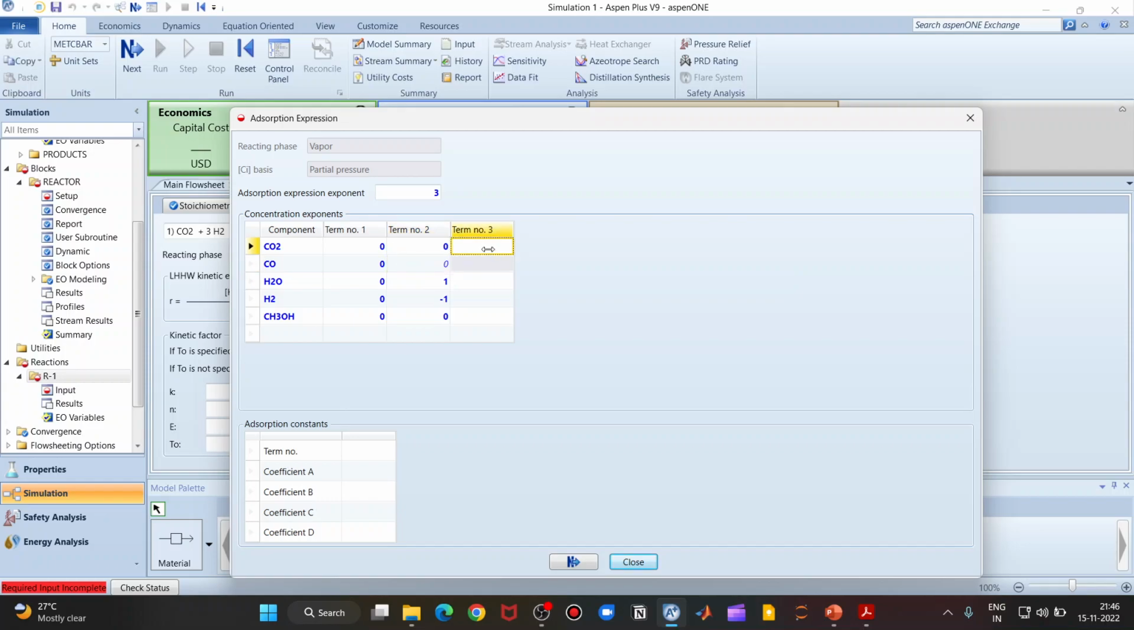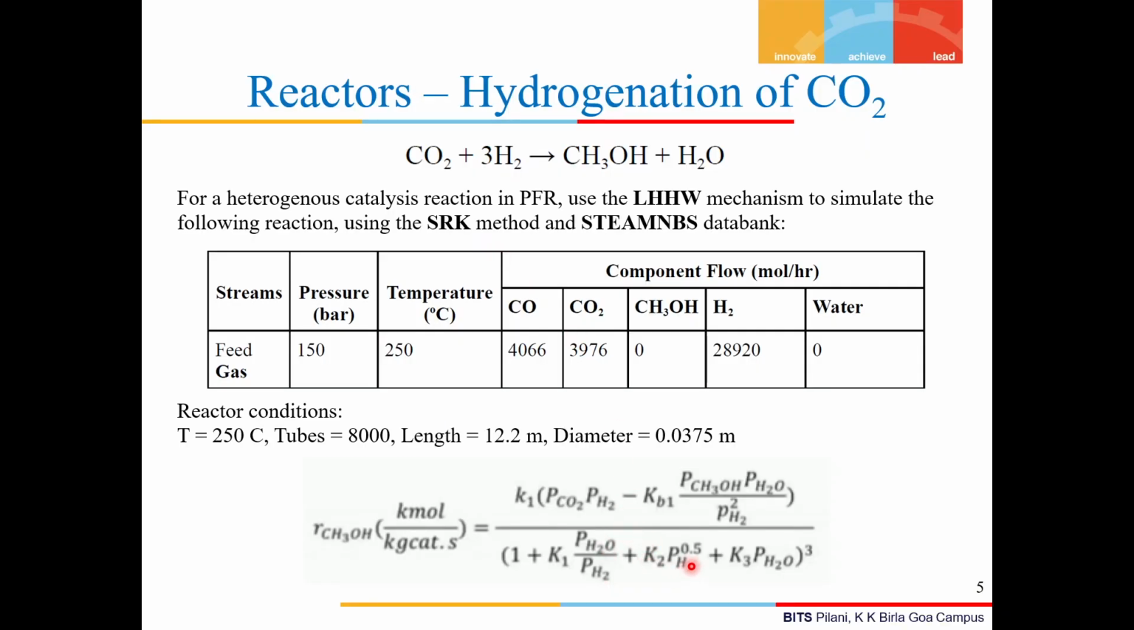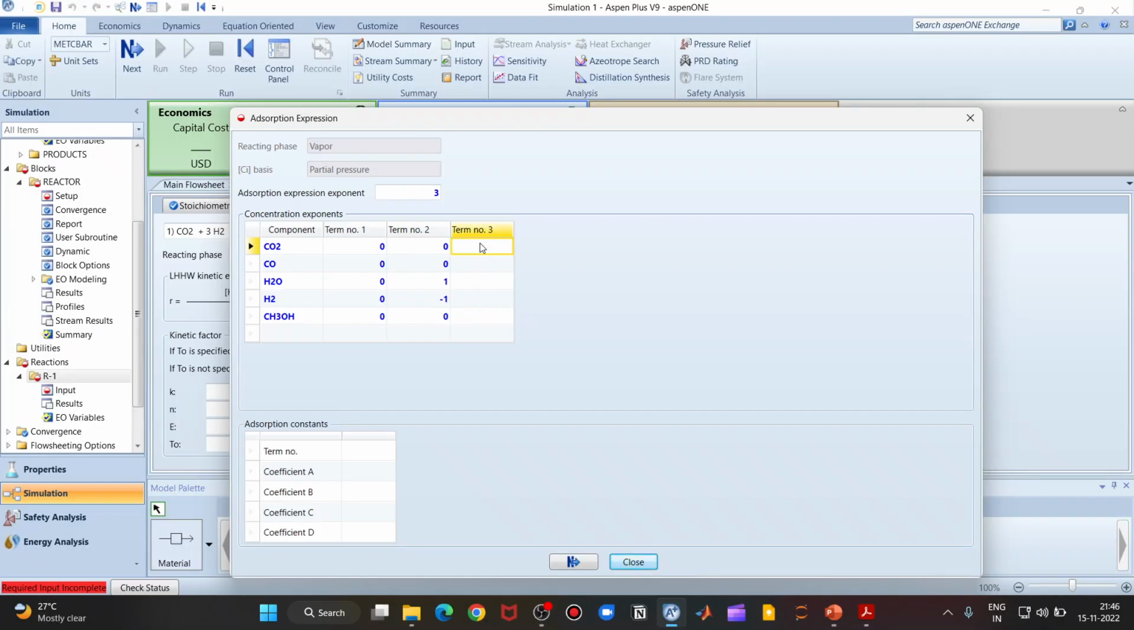Okay, so similarly let's see term 3. We have only with respect to hydrogen it is 0.5, so everything else becomes 0 over here. So with respect to hydrogen alone it is 0.5, and with respect to methanol again it is 0.